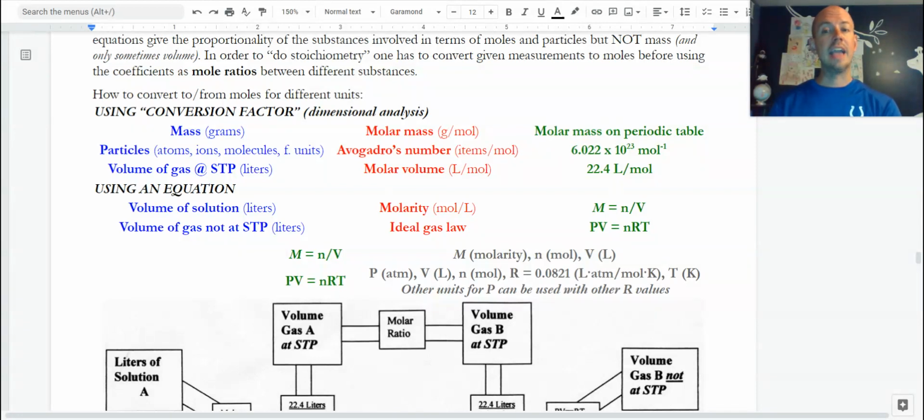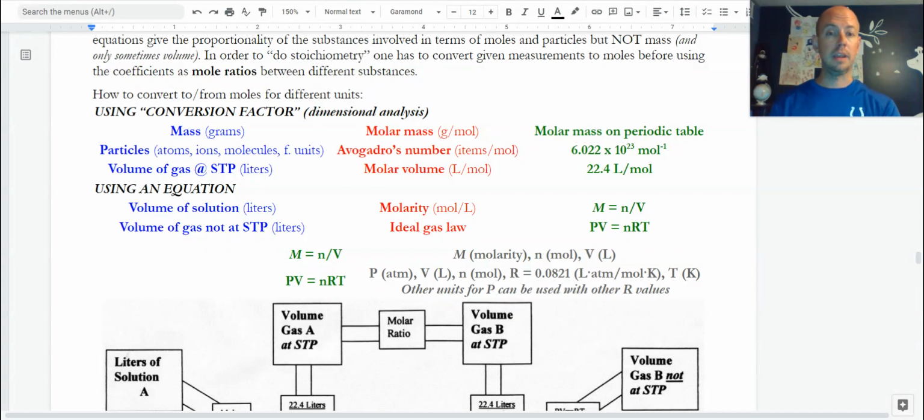If I had an aqueous solution, something dissolved in water, I do not have a specific value, but I do know or can think about, as we'll talk about shortly, its concentration or molarity. And there is an equation that allows me to connect molarity, moles, and volume in liters and solve for any unknown. If I know the molarity and volume, I can find the moles. If I know the moles and volume, I can find the molarity. If I know the molarity and the moles, I can find the volume.